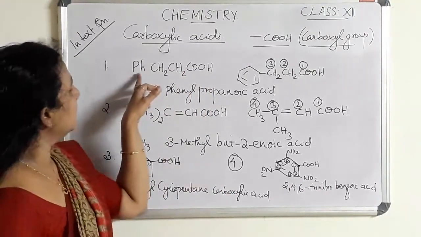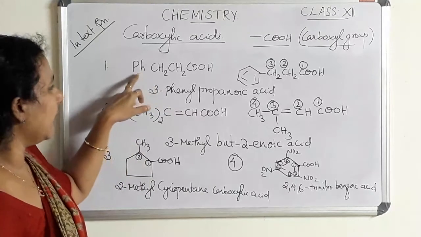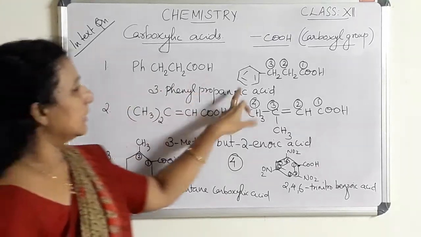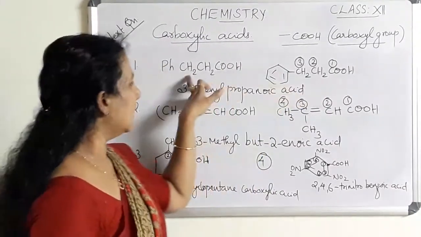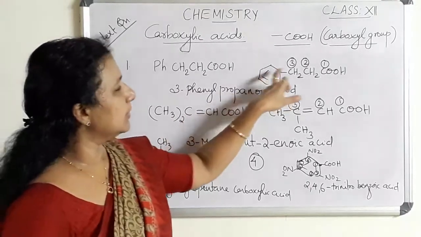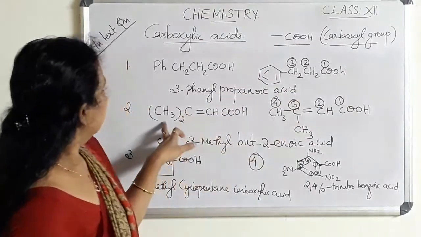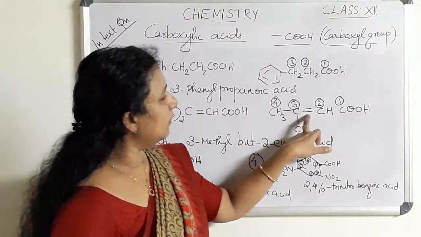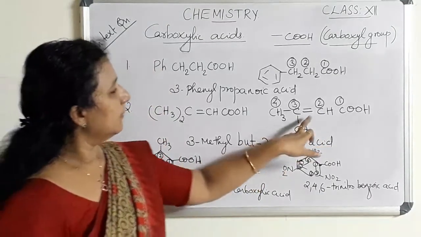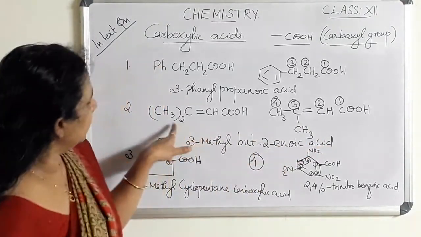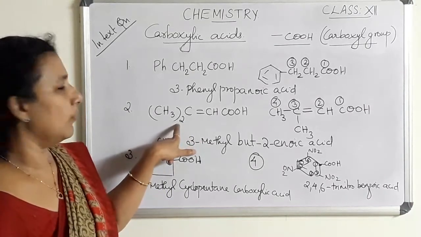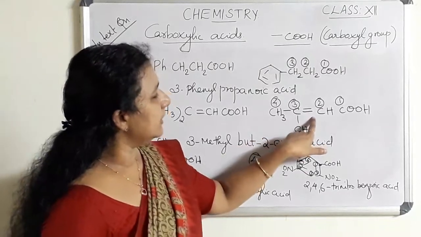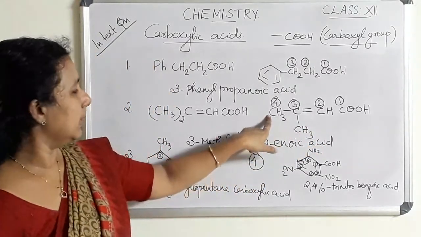So in the first case Ph is the phenyl group. The phenyl group is C6H5, or Ph, or the benzene ring, they are all the same. So if you write it out like this, it will be easy for you to name this. Then the second one is this. Here there is a double bond, so the double bond has importance. Double bond should be given importance when writing the name. This compound is in condensed form, so after writing the condensed form as a detailed structure like this and then numbering, it will be easy for you.